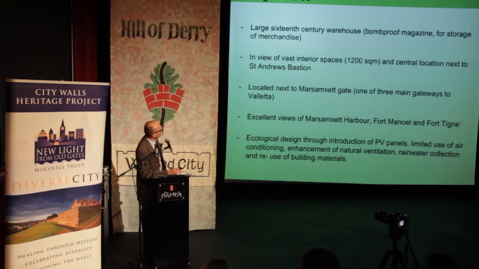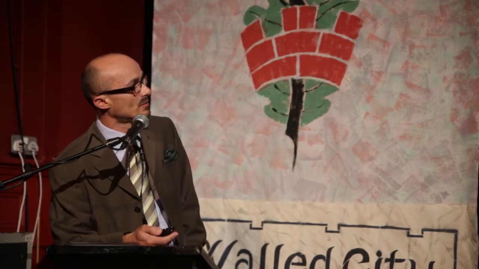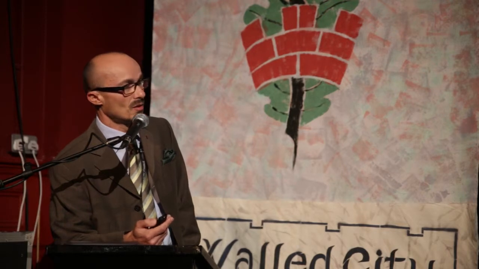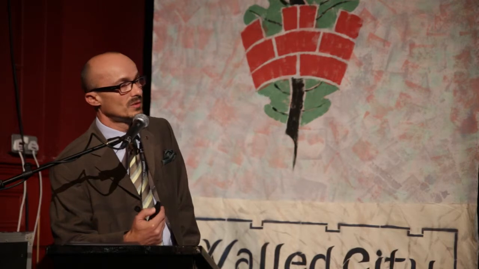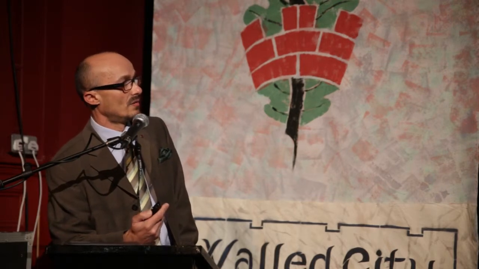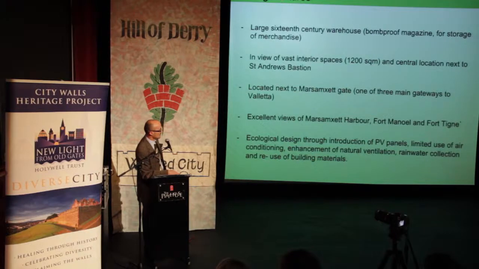The building was a 16th century warehouse, which was essentially a bomb-proof magazine. The space is 1,200 square meters, and it's centrally located in Valletta, next to Marsamxett Gate, so it is easily accessible even by boat from the other side of Marsamxett Harbour. It's got beautiful views across the harbour of the restored Fort Manoel, which was restored privately some time ago, and Fortin. We tried to have a design which is sustainable by introduction of PV panels on the roof, limited use of ACs, and especially use of natural ventilation.